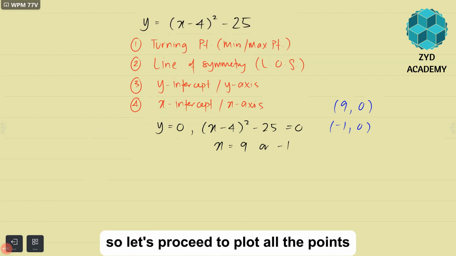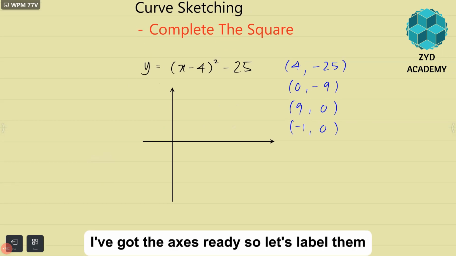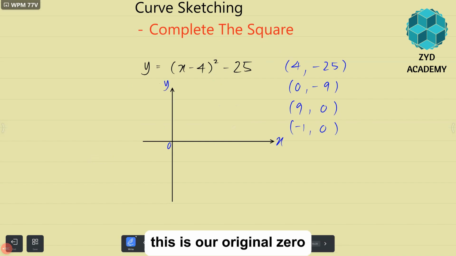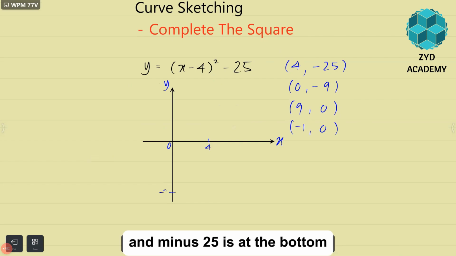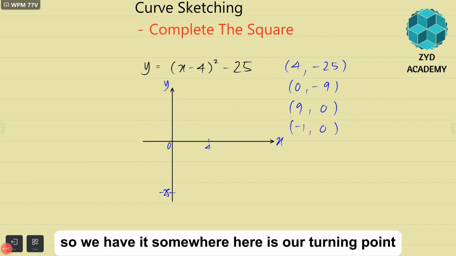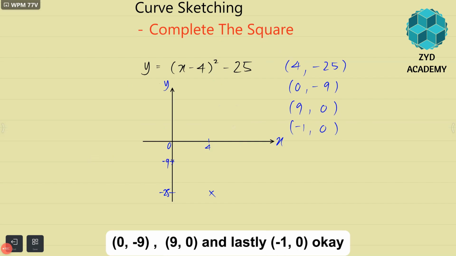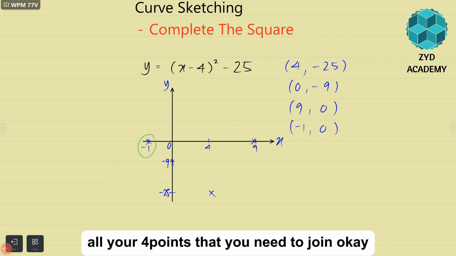Okay, so let's proceed to plot all the points. I've got the axis ready, so let's label them. This is our y-axis, this is the x-axis, this is our origin 0. So (4, -25): x equals 4 is going to be probably here, and -25 is at the bottom. So we have it somewhere here. This is our turning point. (0, -9), so probably here. This is (0, -9). (9, 0). This is (9, 0). And lastly, (-1, 0).